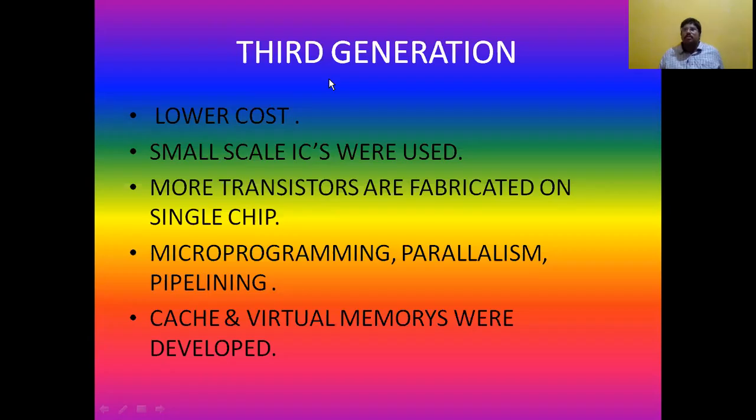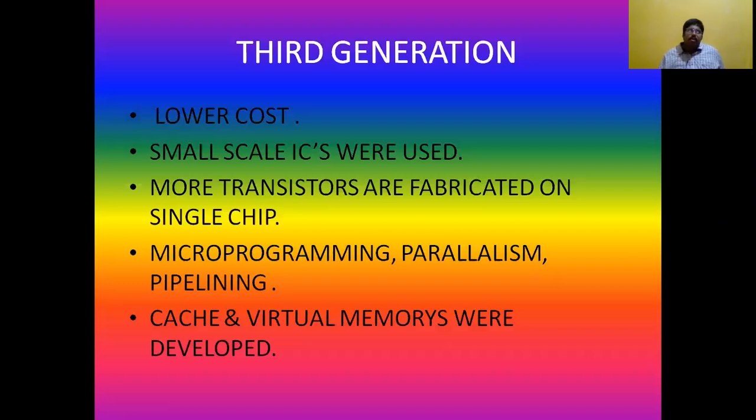Next, now we are going to the third generation. What are the main features of the third generation? In the first generation, vacuum tubes were used. In the second generation, transistors were used. Now we have moved to the third generation.